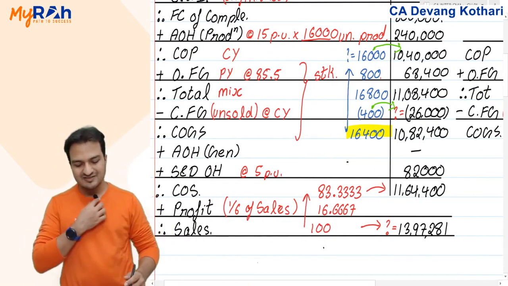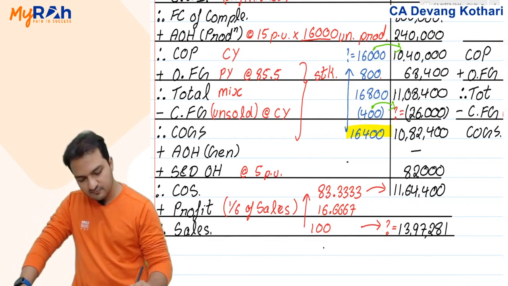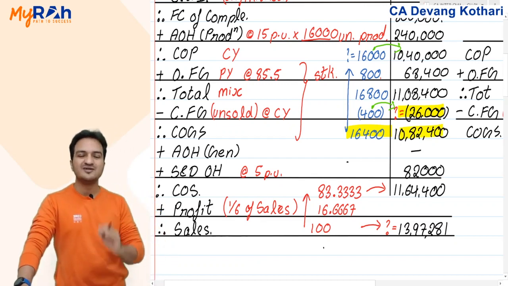Then after that valuation, we also further completed the cost sheet. After that valuation of closing FG, here you got the cost of goods sold, which indicates the cost of the units that I have sold.